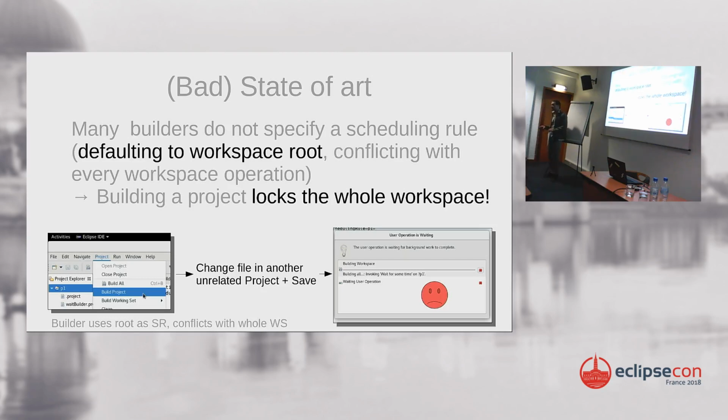Most builders in the Eclipse IDE ecosystem do use the default workspace scheduling rule. What does that mean? It means that if I'm building one project which has the workspace scheduling rule, like the Java builder, as we'll see, I'm building one project, and I'm making a modification on another file. Saving the file requires a scheduling rule, there is some workspace protection, and then it will say that saving the file is conflicting with building the other project that's unrelated. And you get this dialog, this "User operation is waiting" dialog. Who has seen this dialog? No one.